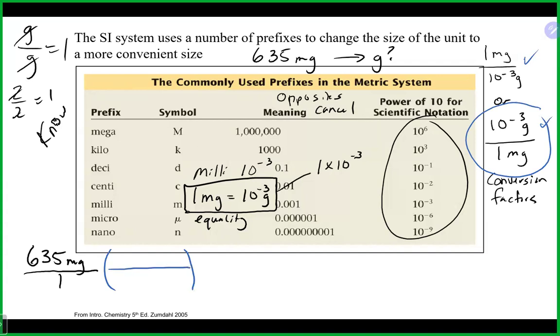I like to use parentheses in a line. Some people like to use straight lines or railroad ties, whatever they call it. But we're going to go 1 milligram on the bottom, 10 to the minus 3 grams up on top. This is basically the setup for dimensional analysis, and this is how you are supposed to show your work in chemistry. So it's basically this kind of concept here.